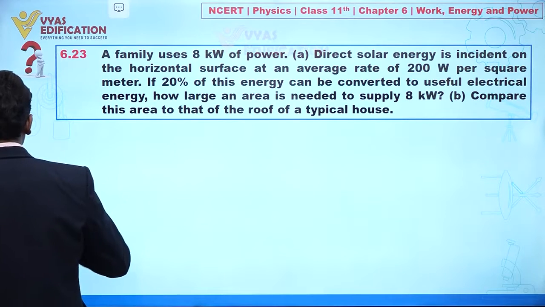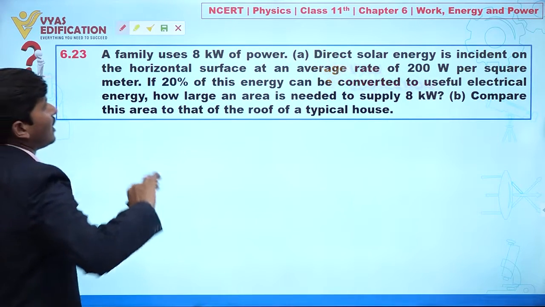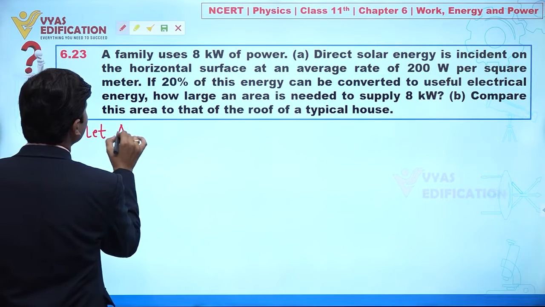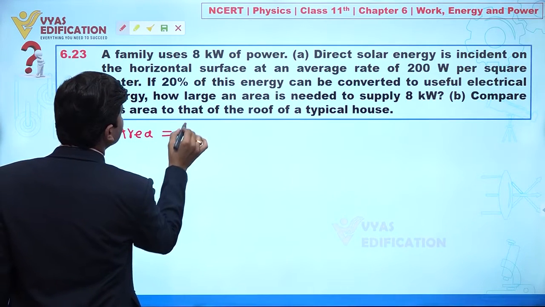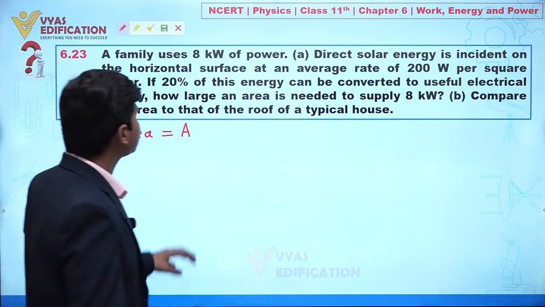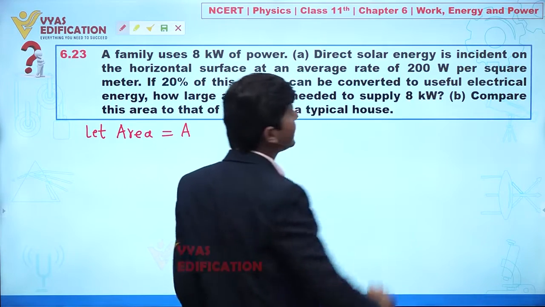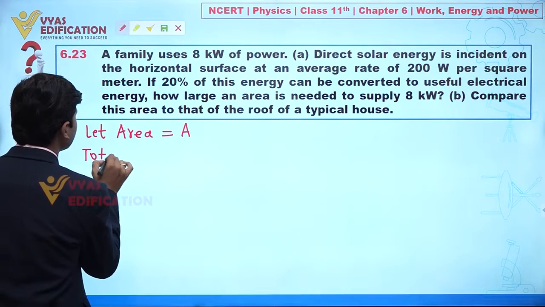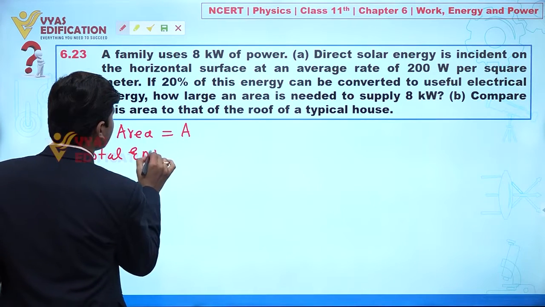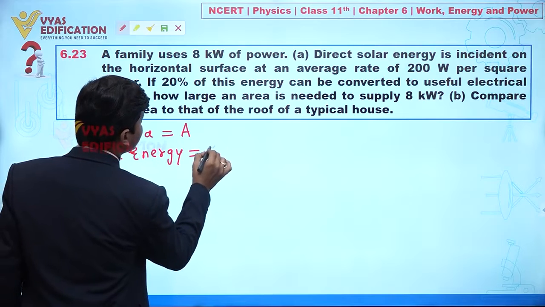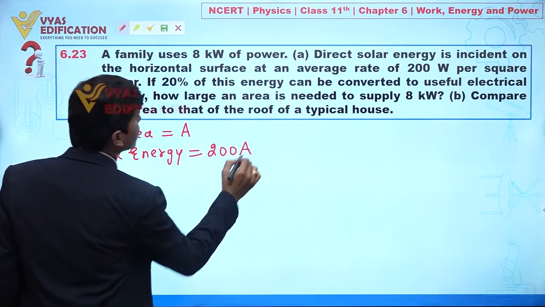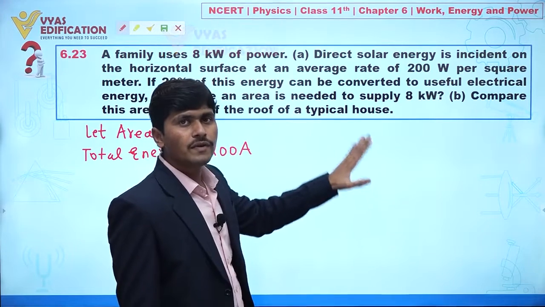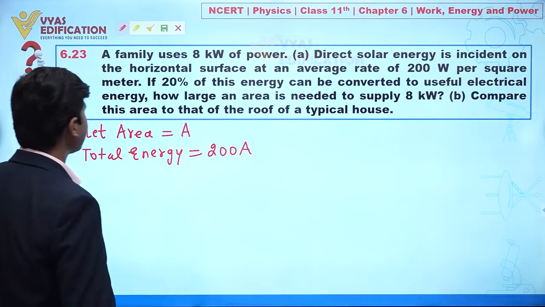Okay, fine. So now listen carefully. Let's suppose we are assuming the area to be capital A. It is given that the incident energy is 200 watt per square meter, so we can calculate the total energy. The total energy is given by 200 A. Now it is given that only 20% of the incident energy is useful for electrical energy.